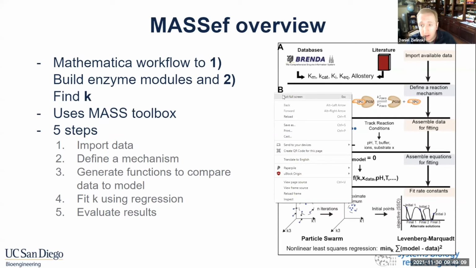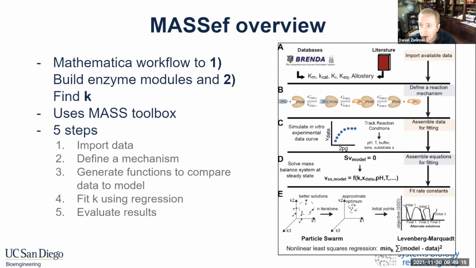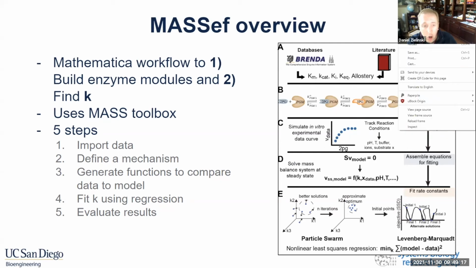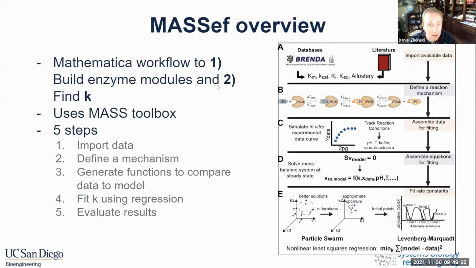So the MassF workflow is located in GitHub. It's part of the OpenCobra project, but it is all in Mathematica. So this is a Mathematica workflow. And why is it Mathematica? Because Mathematica has really powerful symbolics.